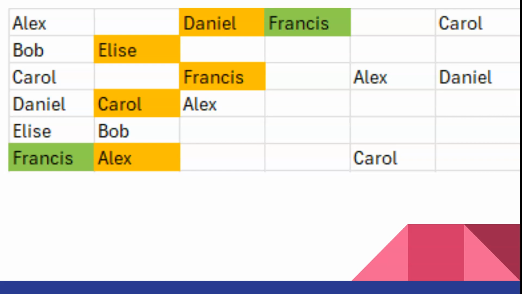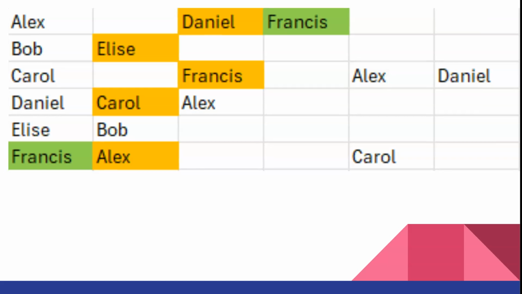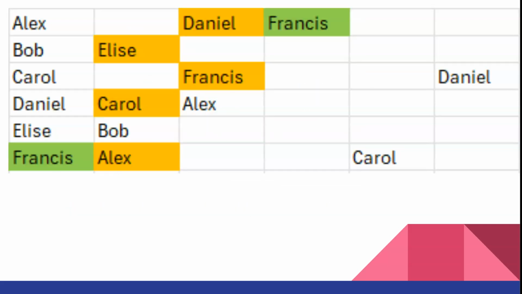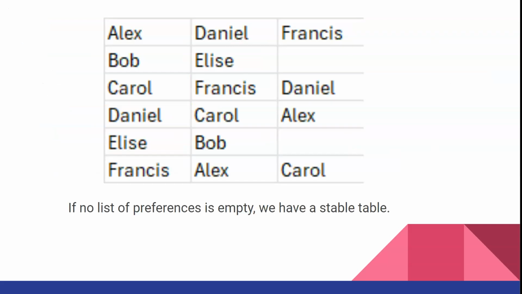And then Francis. We see that Francis proposed to Alex, so we look at Alex's preference list. Since Carol is below Francis, we remove Carol, and then we remove Alex from Carol's list. Now we're left with the following table. I just shifted everything to be more organized.